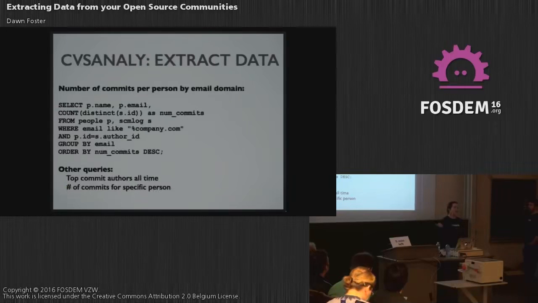And then when you're looking at the source code data, CVS and Alley, it's very similar. So again, this is a very simple SQL query that looks at the number of commits per person based on an email domain. Other queries you can write, you can look at top authors of all time, the people that have made the most commits. That's generally pretty interesting. You can also look at the number of commits for a specific person, and you can time bound this as well. So you can look at the number of commits for a specific person per year, per month, something like that. It's pretty simple to use.